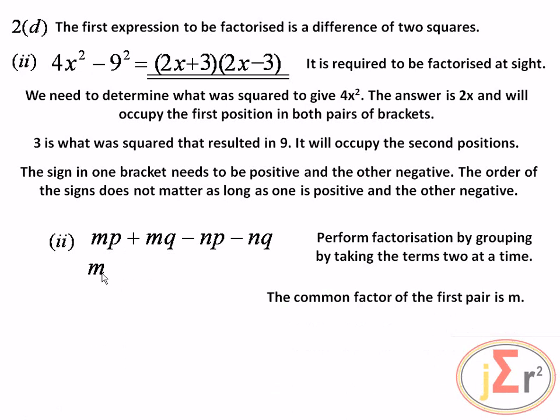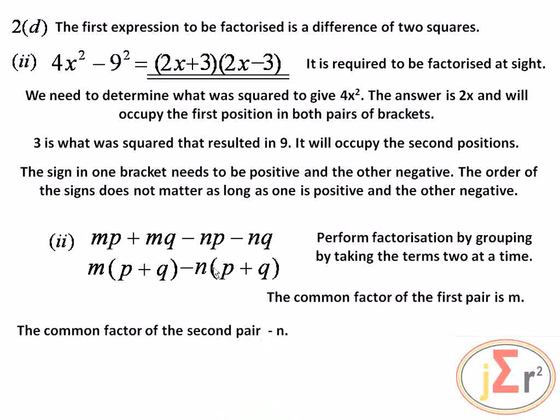Then what do we know? M will cancel m, gives p, and m will cancel m, gives q. So we have p plus q. And in the second case, dealing with the second pair, the common factor is negative n. Take a factor of negative n, and negative n into negative np. Negative into negative is positive, and then we have negative n into negative nq. Negative into negative is positive, so we have p plus q.